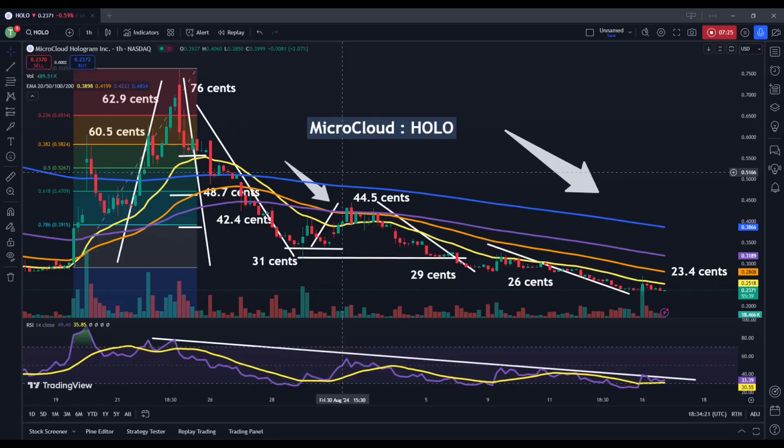So here's the current stock market update for MicroCloud Hologram Incorporated, stock ticker HOLO.